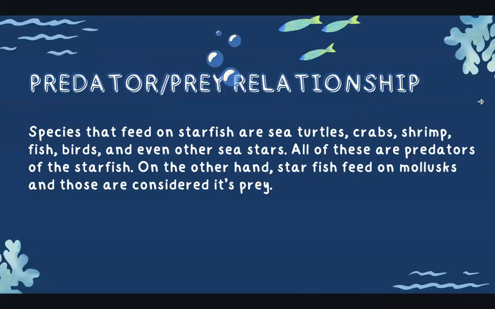Predator-prey relationship. So species that feed on starfish are sea turtles, crabs, shrimp, fish, birds, and even other sea stars. All of these are considered predators of the sea star. On the other hand, starfish feed on mollusks, clams, oysters, other shellfish, and these are considered its prey.